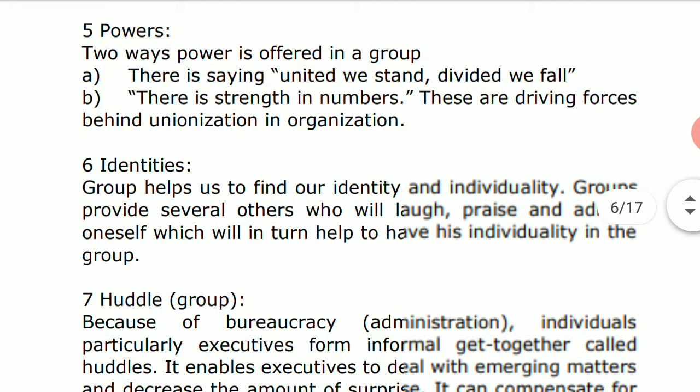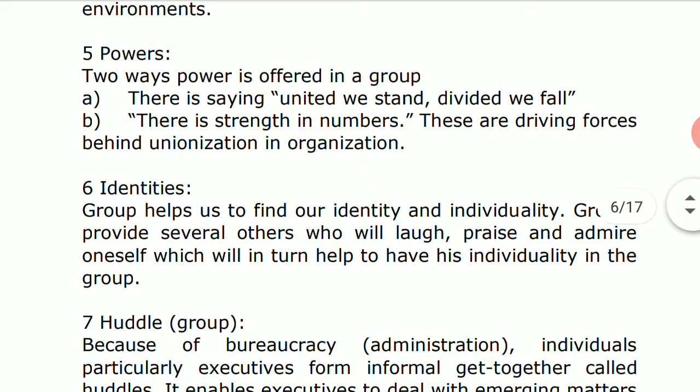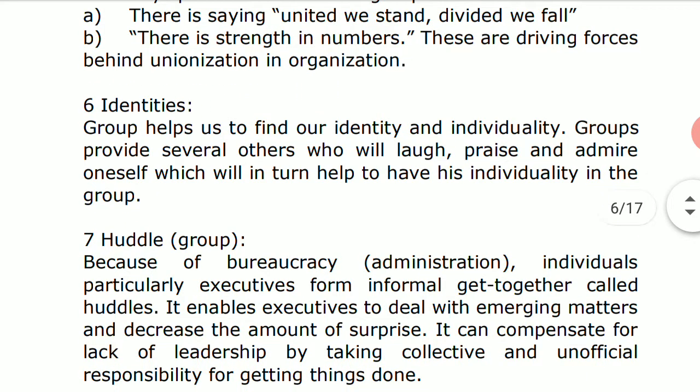off, right? So there is a strength in numbers, and these are the driving force behind the unionization in the organization. That means because there is a power in the group, right? There is strength in number. If more people are there, it proves to be strong enough. So these two forces are kind of driving forces that help the group to unite together. So it creates a power.